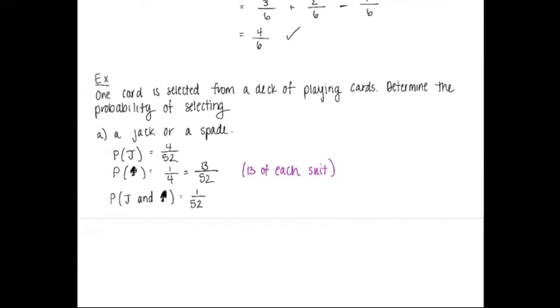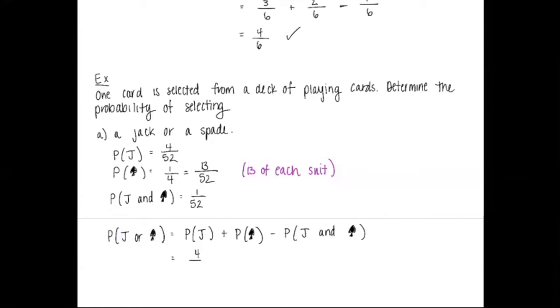So our probability of getting a jack or a spade is we take the probability of each event individually and add them together. So the probability of jack plus the probability of a spade, and we subtract the probability of getting a jack and a spade. Okay. So much easier than listing out every single card and figuring out, okay, let's count how many are jacks or spades.